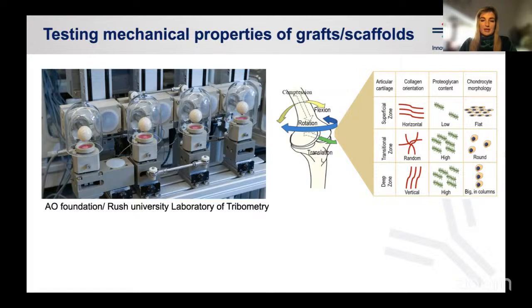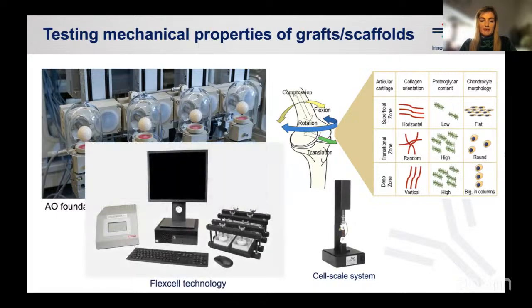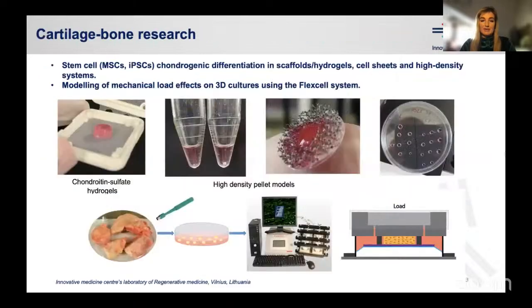So in that case, we can test, for example, the developed scaffolds or the native tissue, for example, when testing different types of drugs. And other machines like the CellScale system or Flexcell technology also allow testing compressive forces on your scaffolds developed in a lab.